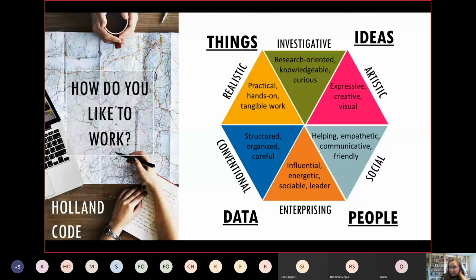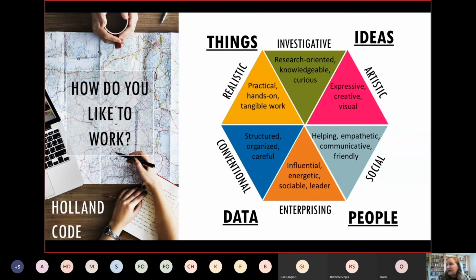I'm going to talk you through the 6 different pieces of the Holland Code. I want you to listen and think about which pieces sound the most like you. Then I'd love to hear in the chat which ones are most interesting.